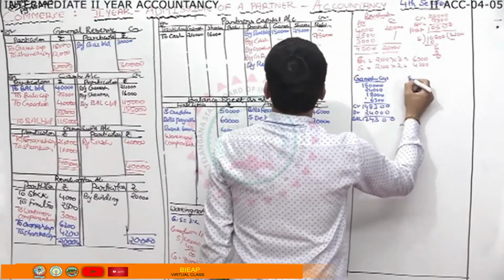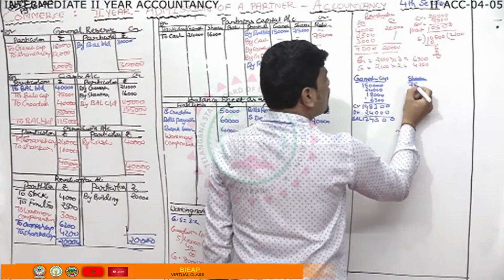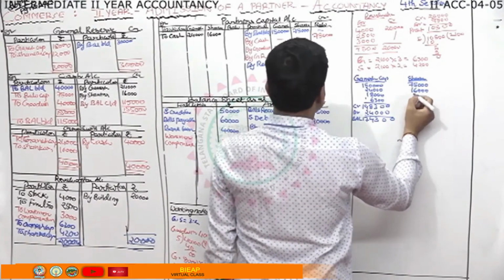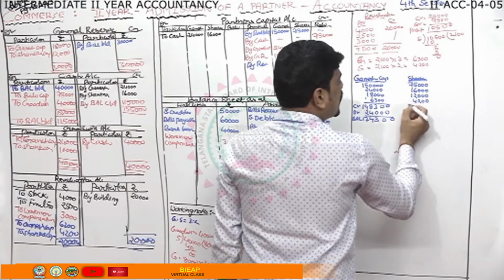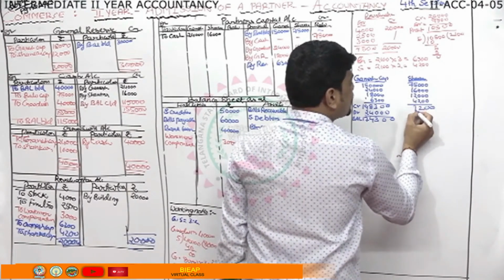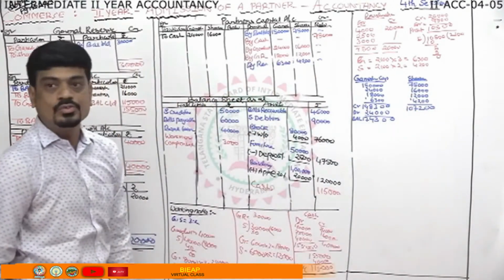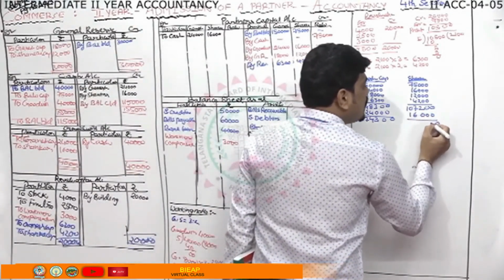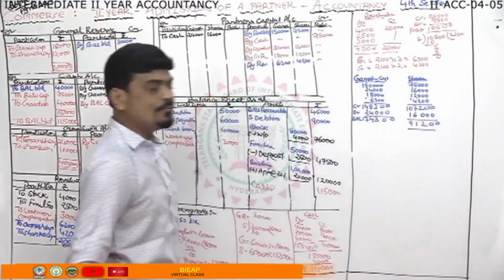Like that, we'll do for Shankar. Again, I'm writing credit figures of Shankar. 75,000, 16,000, 12,000 and 4,200. So it comes to 1,07,200. From that again I'll minus 16,000. This is the balance of Shankar, 91,200.